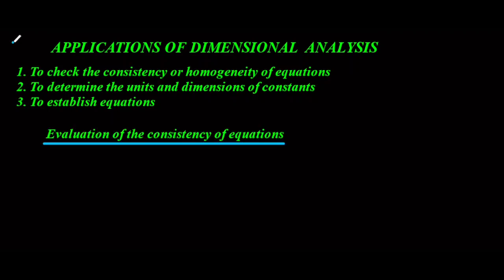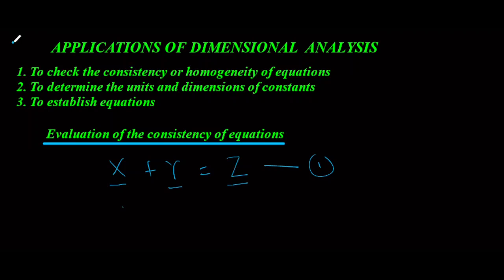We can use dimensional analysis to check whether an equation is consistent or not. An equation is dimensionally consistent if all the quantities have the same dimensions or units. For example, look at x plus y equals z. If this is a mathematical equation, it will be dimensionally correct if the dimension and unit of x is the same as the dimension and unit of y, which is also the same as the dimension and unit of z.